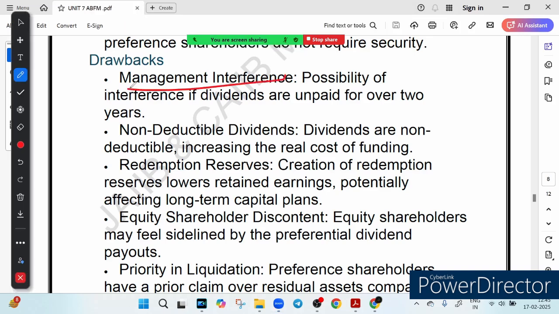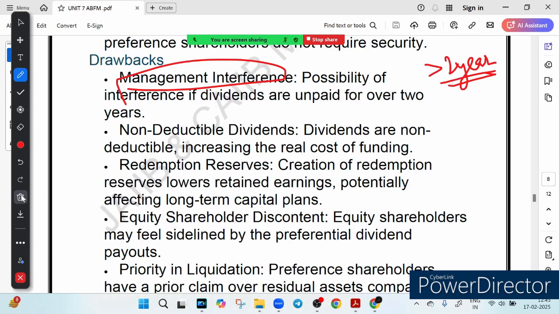Management interference. What does it mean? Normally preference shareholders don't have voting right, but suppose the company skipped dividend payment for over 2 years, then what happens? The preference shareholders gain voting right. This means they can influence company decisions, which the management might not like.